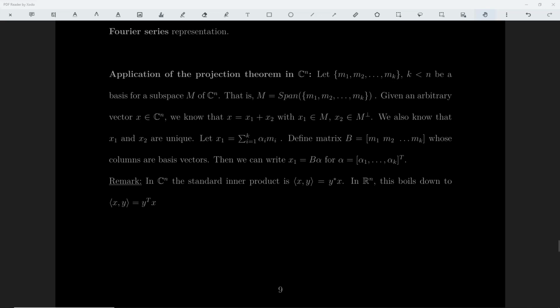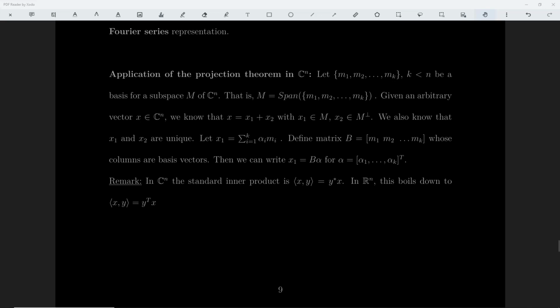And so we know that we can write this X vector as a decomposition of X onto our subspace and its orthogonal complement. And we also know that by the projection theorem that X1 and X2 are unique. This decomposition was also unique. And we are trying to find this X1 vector which is close to X within the subspace, which can be expressed as a linear combination of the basis vectors in that subspace.